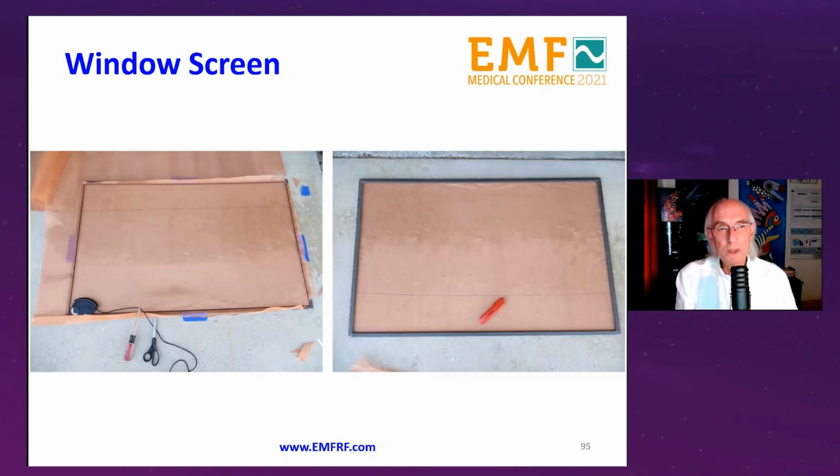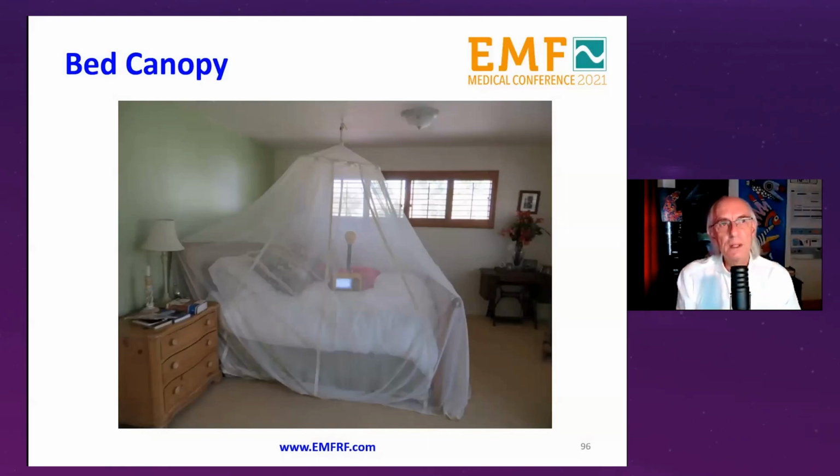Windows are the largest hole in a building envelope when you talk about radio frequencies, unless you've got double pane glass with an E rating. That means it's an energy efficient glass. This is what a lot of people utilize. That's called a bed canopy.